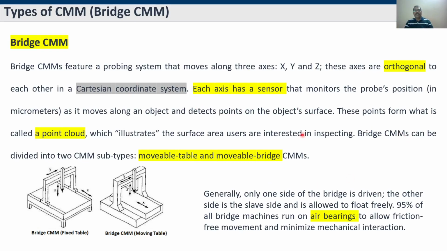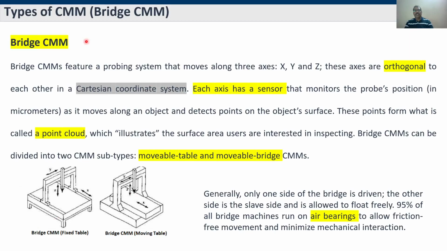Basically, it has three axes, X, Y, Z, and there is a base and a column, a vertical column. In the vertical column you keep the Z probing system, which moves up and down. This vertical column travels along the horizontal column, which acts as the Y axis, in the positive and negative direction. Then the X axis also moves in this one.